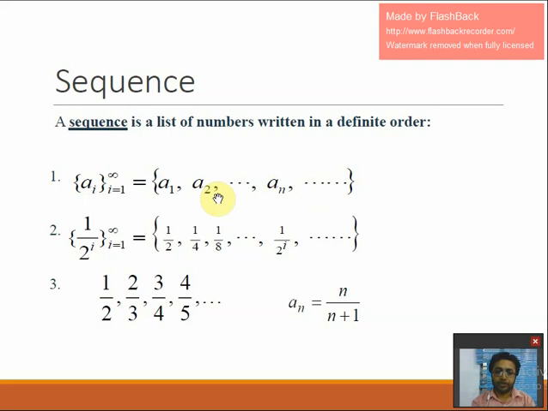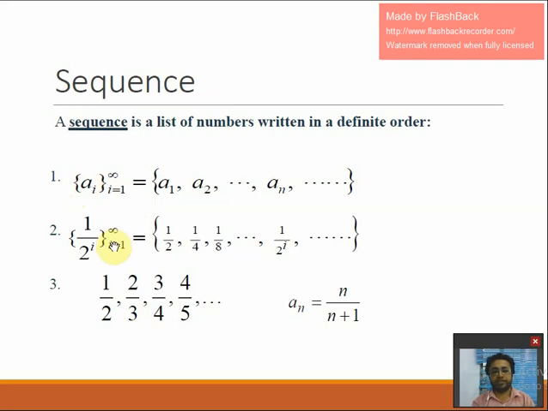So how can we define it? For every integer i from 1 to infinity, there will be a real number that may or may not be equal, whatever, but it should follow a definite order. Definite order means we can write the general form of this A_i, and then that is called a sequence of real numbers.